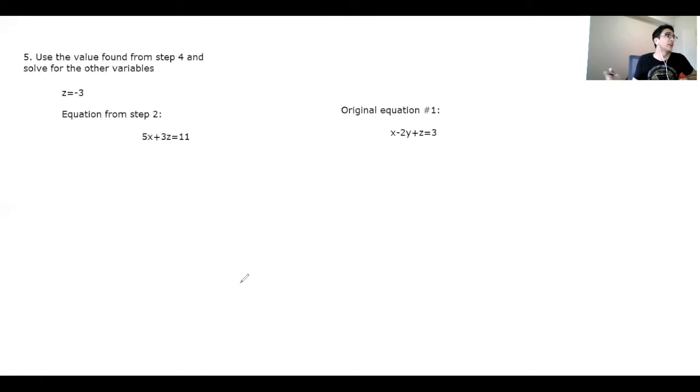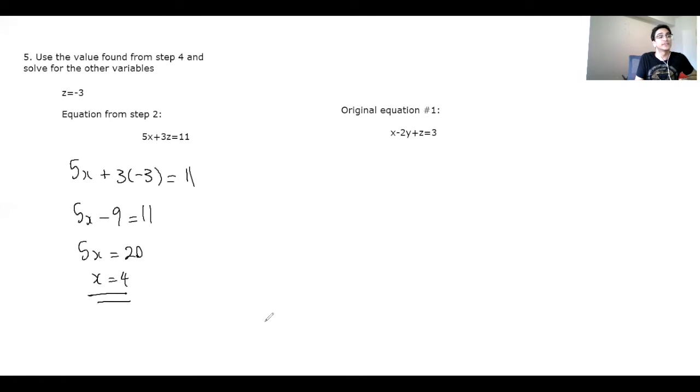And now we can move on to step 5, which is using z equals negative 3 to find the other two variables. So I look at the equation from step 2, which had 5x, 3z, and 11. So obviously, I don't know what 5x is. I'm looking for 5x, but now I know what z is. So I can just do plus 3, and instead of z, I'm going to plug in negative 3 equals 11. And now I'm just going to have 5x minus 9 equals 11. So then add 9 to both sides. 5x equals 20. And then divide both sides by 5, which would give me x equals 4. So that's my second variable.